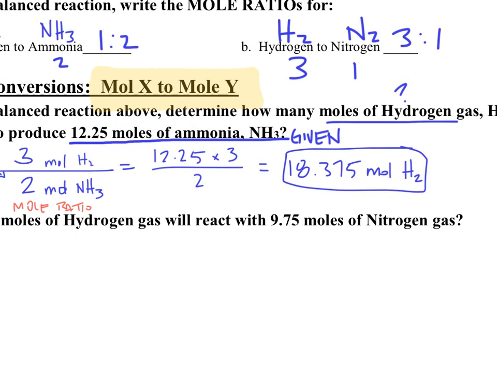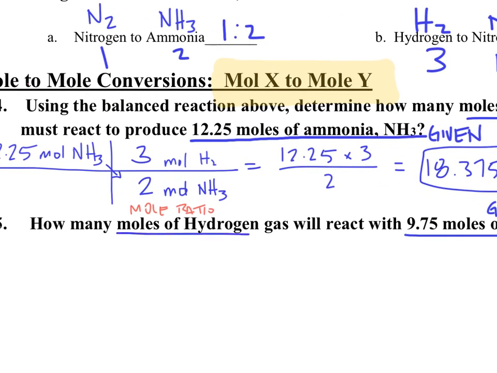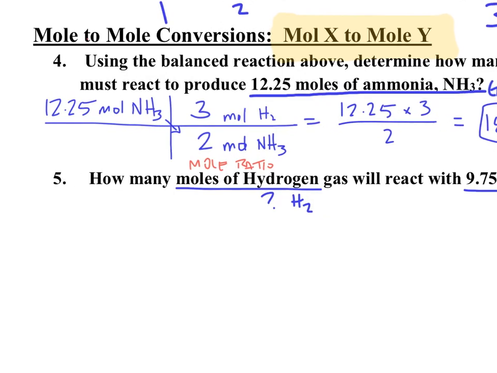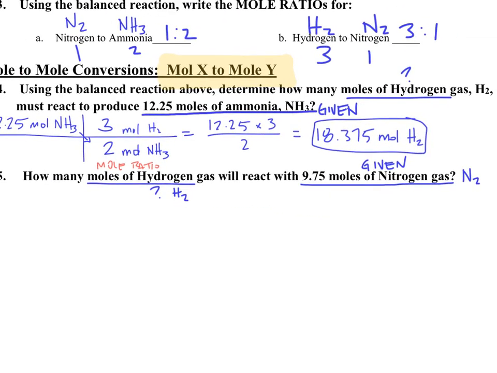So let's try another one. It says, how many moles of hydrogen gas will react with 9.75 moles of nitrogen gas? So remember, nitrogen gas is N2. So this is given to me. And I want to go from moles of nitrogen gas to moles of hydrogen gas, which is H2. Okay, so I'm going to set up my T-chart.